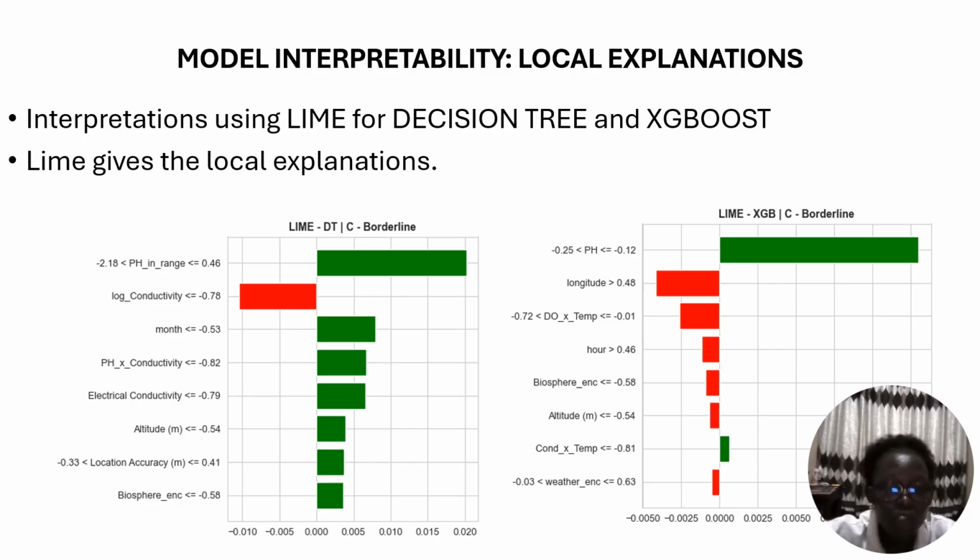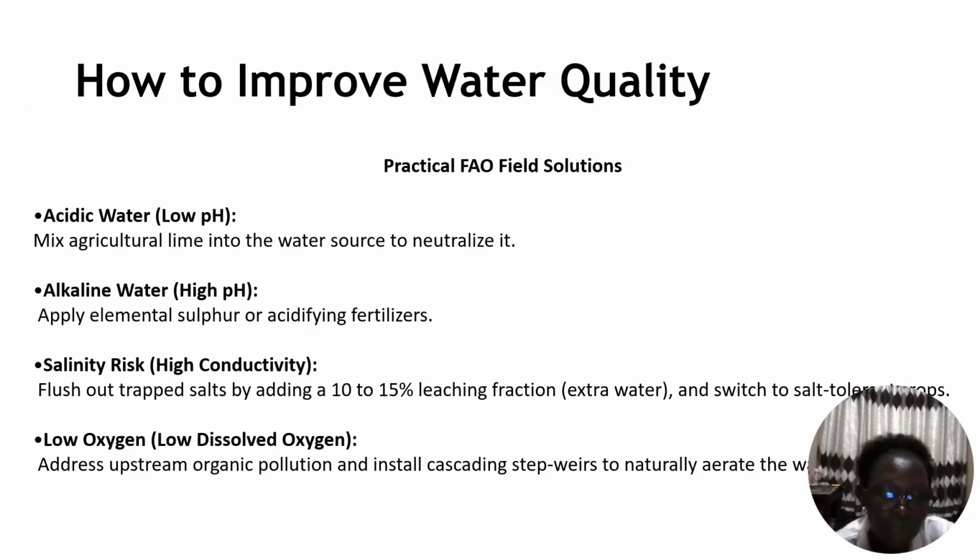Then we also looked at how we can improve the water. When there's low pH, we recommend that we apply agricultural lime, and then when the pH is high, we can apply elemental sulfur. For high salinity risk, we recommend that we can probably add more water or use crops that are tolerant to salt. And then for low oxygen, we can reduce upstream organic pollution.